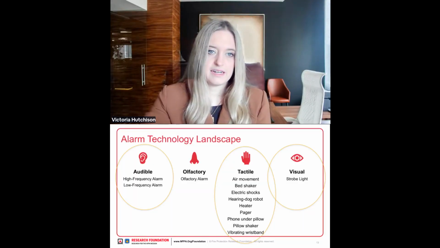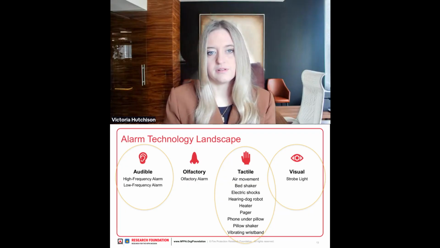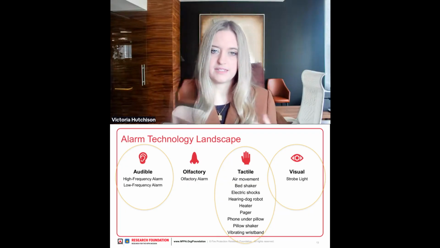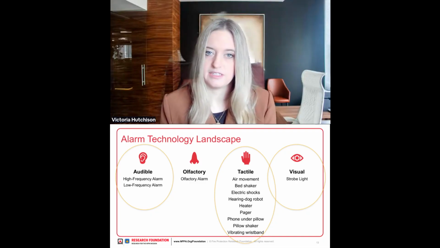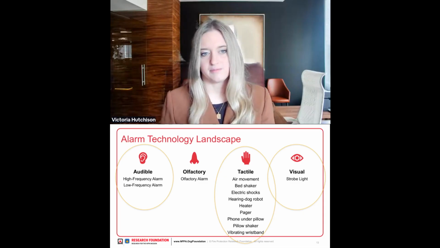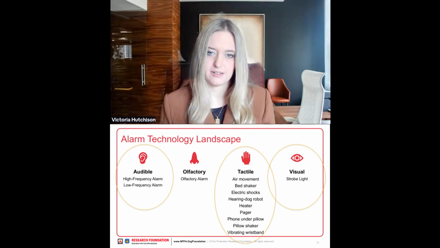So in terms of the technological landscape, you can categorize these into four categories really: audible, olfactory, tactile, and visual. All of these are covered in the report, to the extent that research was available to support them. What we're going to talk about today is really in the category of audible, tactile, and visual, and even narrowing that down a bit more.